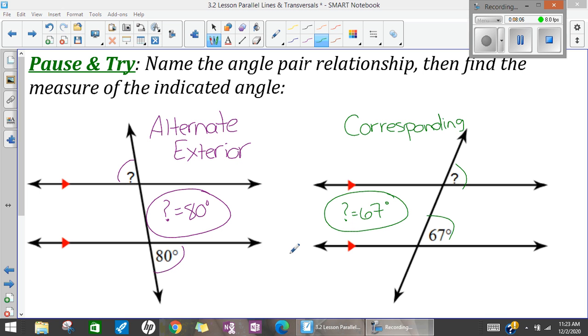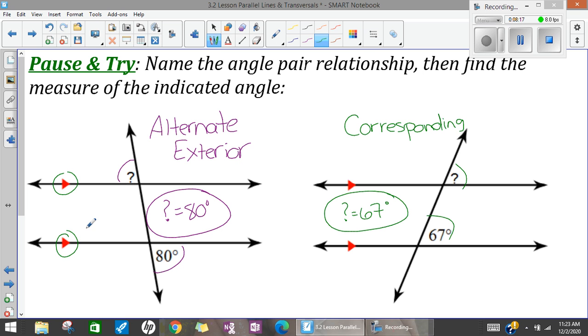So I hope you tried these on your own. Check your answers here. My first figure on the left here are alternate exterior angles. They're both outside of the parallel lines. Again, I know they're parallel because of those arrows. And so they're congruent. So both of them are 80 degrees.